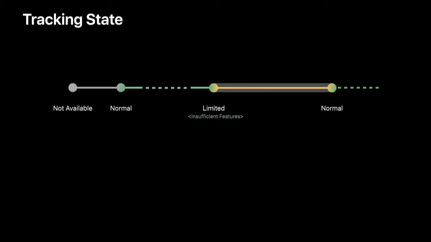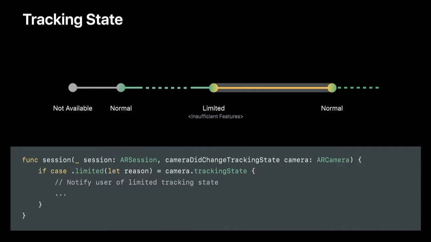If at any later point after this, tracking becomes limited, tracking state will change from normal to limited and also provide a reason. So the reason in this case, because I'm facing a white wall or there's not enough light, is insufficient features. It's helpful to notify your users when this happens. So to do that, we're providing a session delegate method that you can implement: cameraDidChangeTrackingState. So when this happens, you can get the tracking state, if it's limited, as well as the reason. And from this, you'll notify your users, because they're the only ones that can actually fix the tracking situation by either turning the lights up or not facing a white wall.